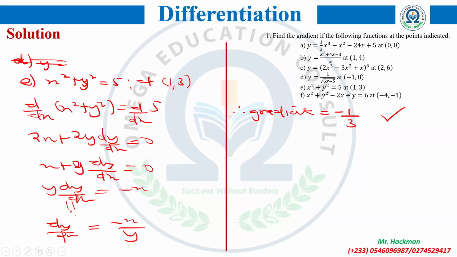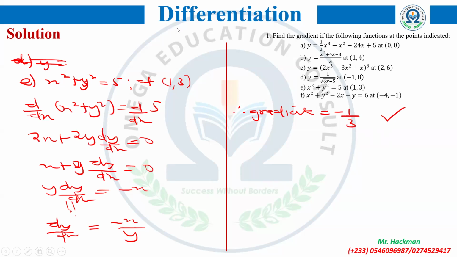So with this one too, you define your dy/dx in this implicit function, which is likely to be in terms of x and y. Then you substitute the x and y values here, and that will give you the gradient at that point. Is my point well made?